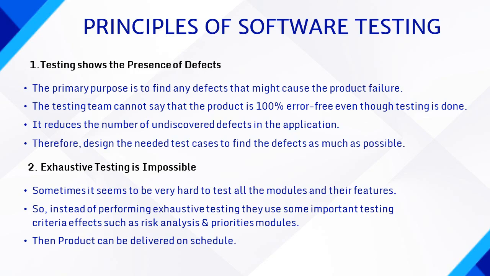The second principle is exhaustive testing is impossible. This means it's not practical to test every single feature, module or input combination of a software product because it would take too much time and effort. Instead, testers focus on the most important areas by using methods like risk analysis and prioritizing critical modules. This way, we can make sure that the most important parts are tested properly and the product can still be delivered on time.